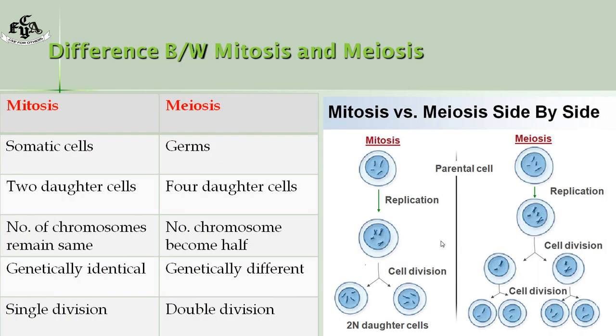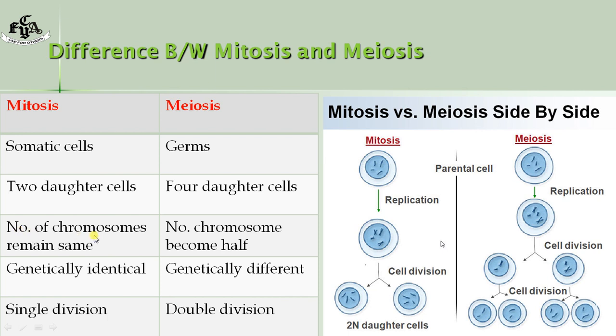Now let's compare mitosis and meiosis cell division. Mitosis cell division takes place in the somatic cells. Somatic cells are also called body cells. And meiosis takes place in the germ cells. Germ cells are present in the reproductive parts of plants and animals. In mitosis, at the end there will be 2 daughter cells, while in meiosis at the end there will be 4 daughter cells.